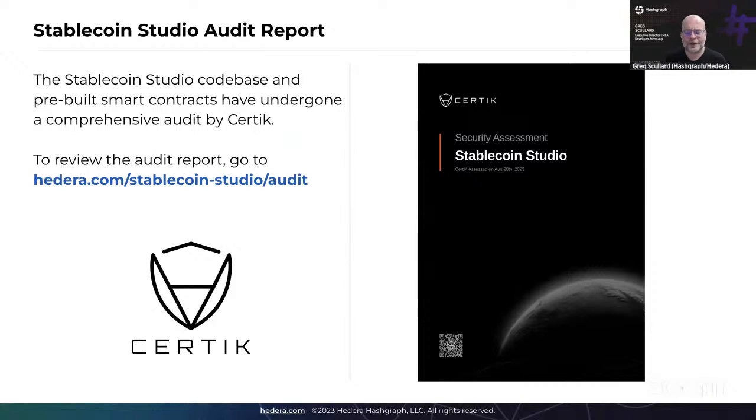The smart contracts that we've built, or that we include as part of Stablecoin Studio, have been audited by CertiK. There were no major issues highlighted, or if there were, they have been fixed. I'll invite you to look at the security assessment.